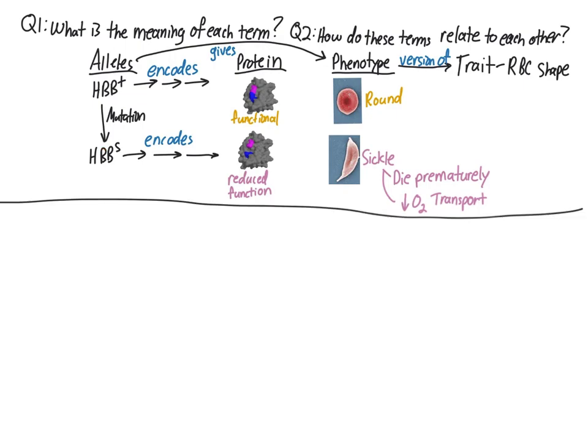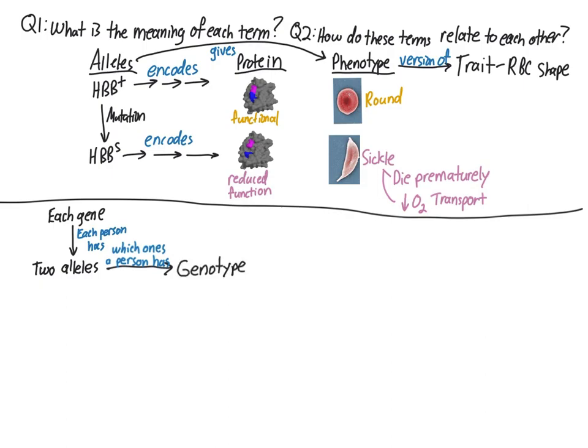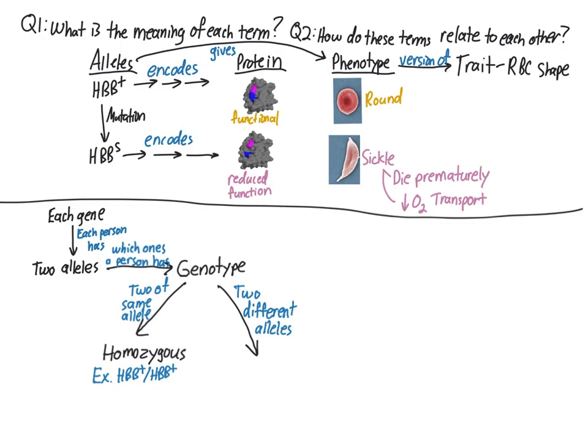Humans and many other organisms have two copies of each gene. In other words, they have two alleles of each gene. Which alleles an individual has is known as that individual's genotype. If a person has two of the same allele, they are called homozygous. For example, HBB plus HBB plus is a homozygous genotype. If an individual has two different alleles, they are called heterozygous. For example, HBB plus HBBS is a heterozygous genotype.